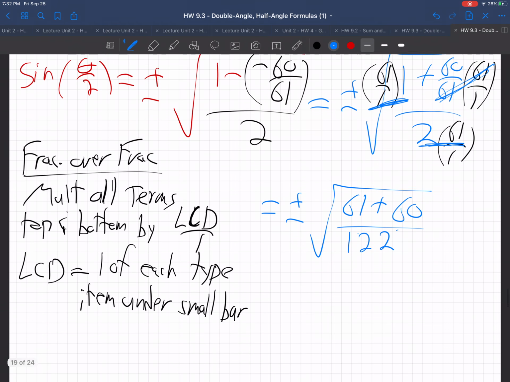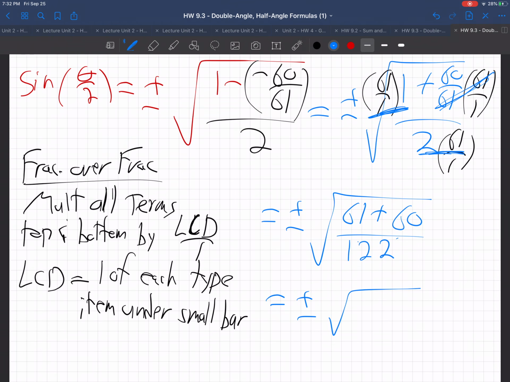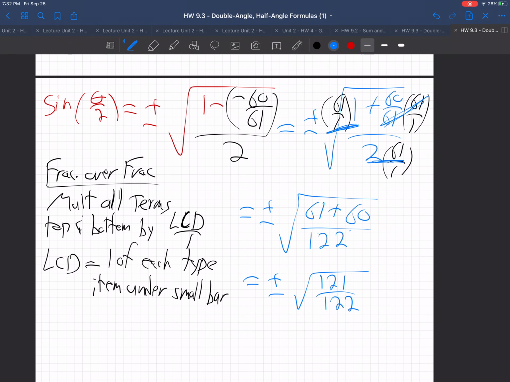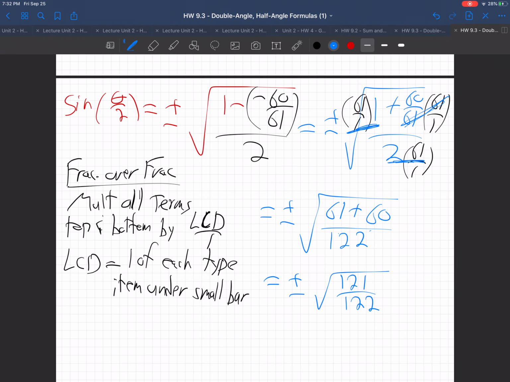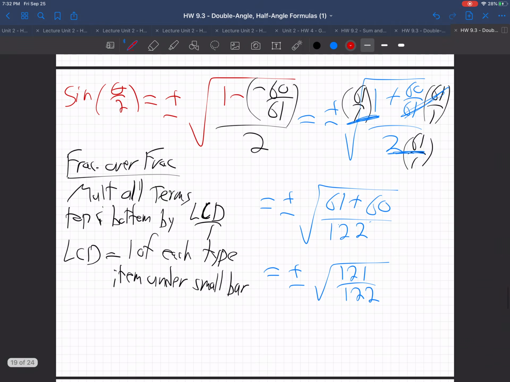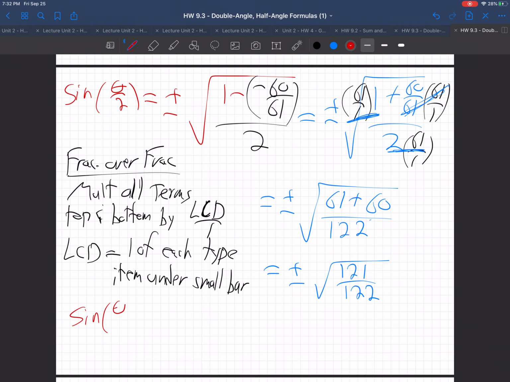Okay, and so we're close. Plus or minus square root of 121 over 122. Now we've got to figure out, is it plus or is it minus? What's up with this theta over 2? I know this is not an easy problem, is it? Right now we have sine of theta over 2 is that. So is it plus or is it minus? Well, it depends where the angle theta over 2 is.